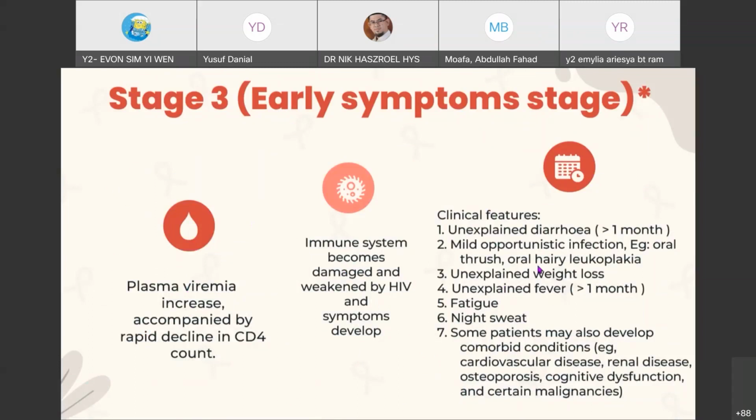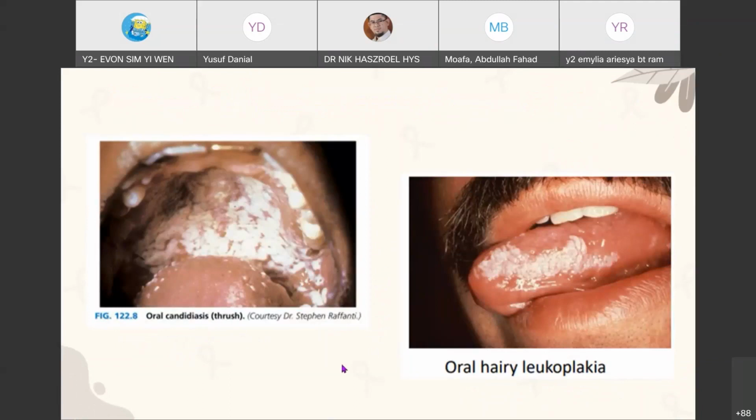For the clinical features, for example, they will have unexplained diarrhea for more than 1 month, mild opportunistic infection, unexplained weight loss, unexplained fever, fatigue, night sweat, and some patients will also develop a comorbid condition such as cardiovascular disease, renal disease, osteoporosis, cognitive dysfunction, and also certain malignancy. These pictures show oral candidiasis, same as just now, and also oral hairy leukoplakia.